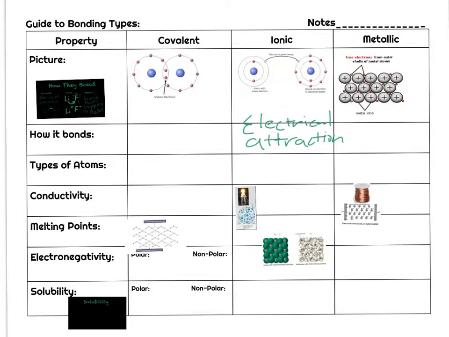Now we're going to talk about the types of atoms that are involved in each of these chemical bonds. So a covalent bond is going to be between non-metals and non-metals.